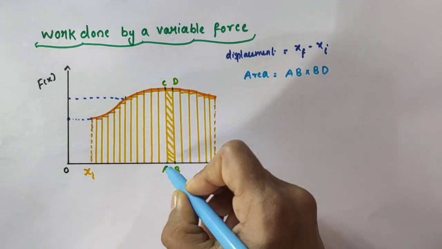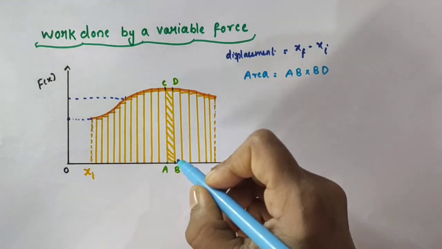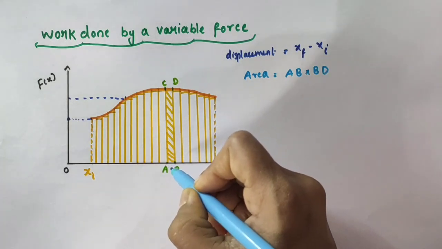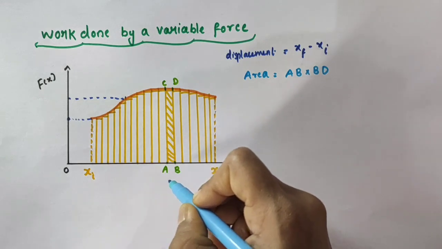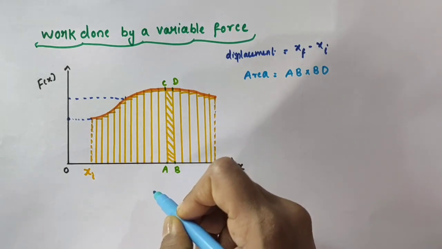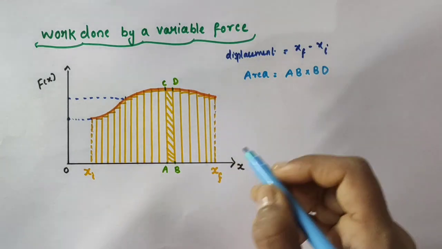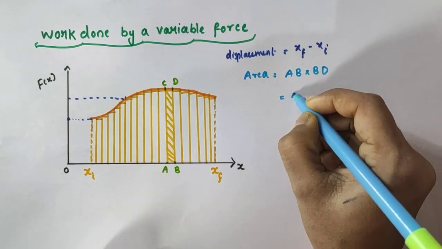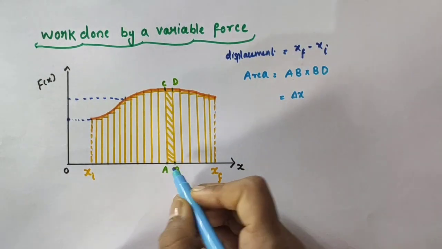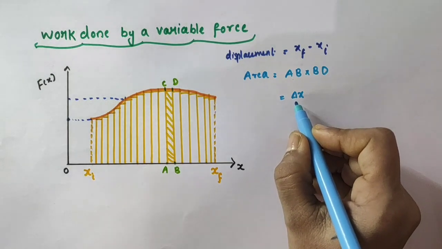Here we have considered a very small area element, so this distance is very small. So the displacement AB will be very small, and I am representing it with delta x. I am taking AB as the displacement, which is very small, so I am representing the displacement as delta x.